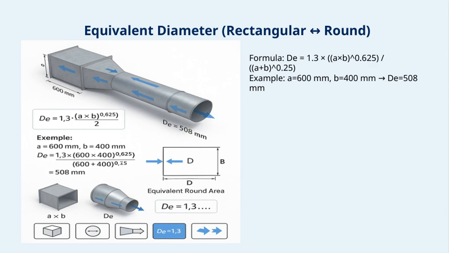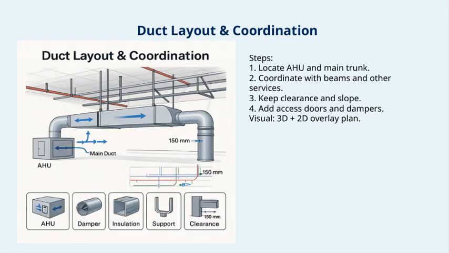It's a useful tool that ties into the overall theme of accurately representing complex geometries in practical engineering applications. Let's walk through the key points for duct layout and coordination. First, we need to locate the AHU and the main trunk. This is essential because it sets the foundation for the entire duct system.